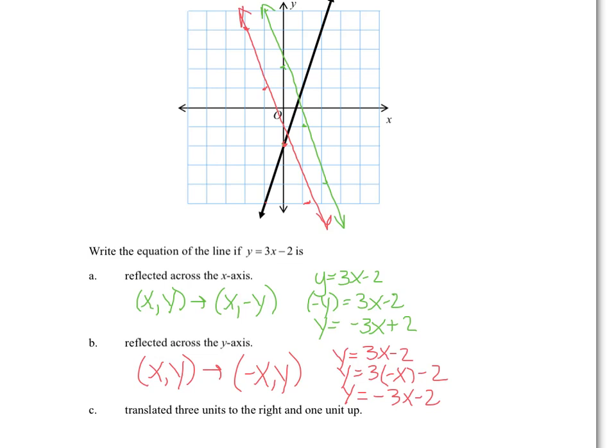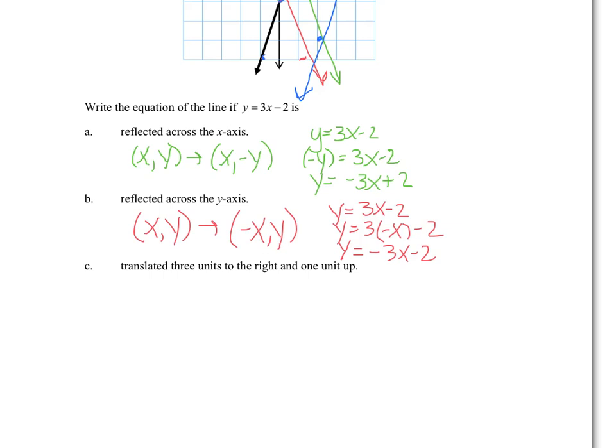This last one's a little bit trickier. I would say you can do the same thing and you can take points from your line. Like this one right here would be translated 3 units to the right, so 1, 2, 3, and up 1 unit. This one would be 1, 2, 3, and up 1 unit. We would have this line, and you can write the equation of that line.